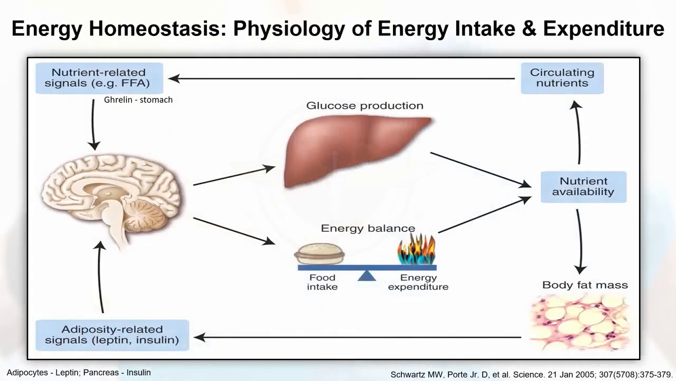We'll talk about energy homeostasis, the physiology of energy intake and expenditure. Now, what is energy intake? This is the food that we eat, the calories that we eat and drink. And what is expenditure? I'll be telling you in detail how we expend energy. What we eat and what we expend should be in balance. If the energy balance between calorie intake and energy expenditure is not maintained, then we tend to gain weight, or if we lose more calories, we tend to lose weight.